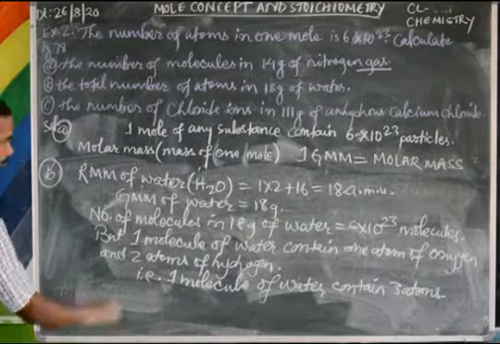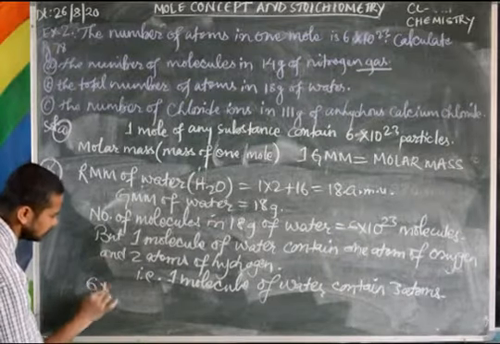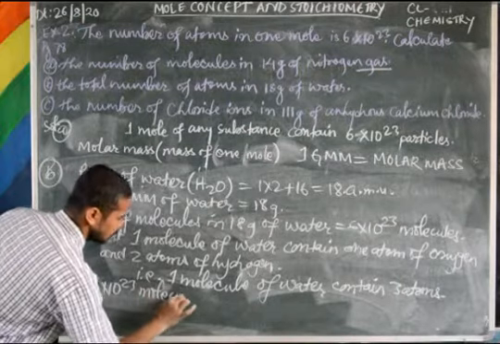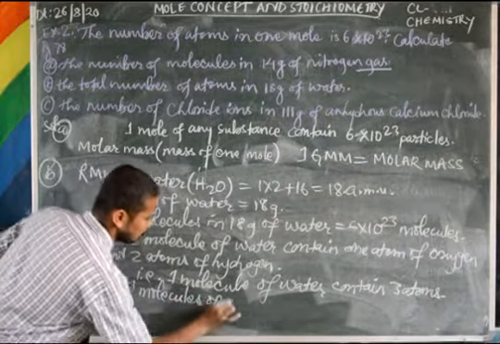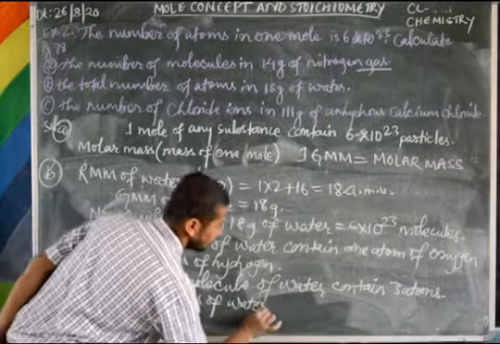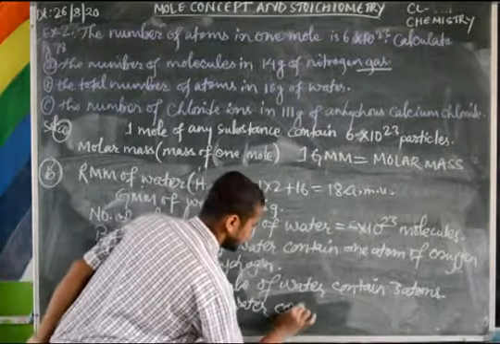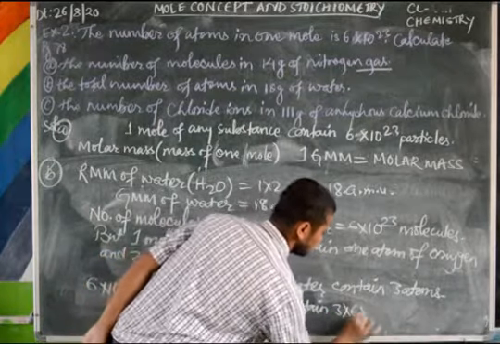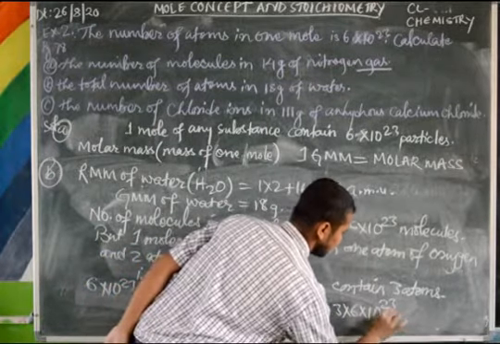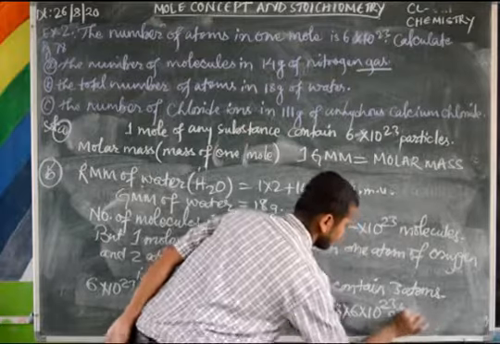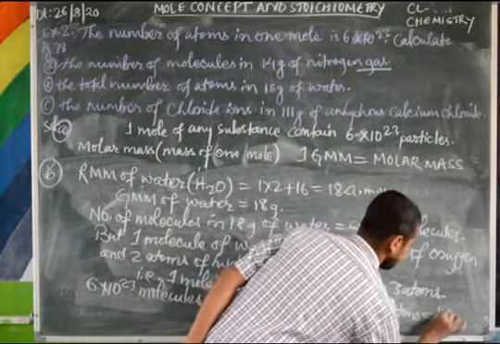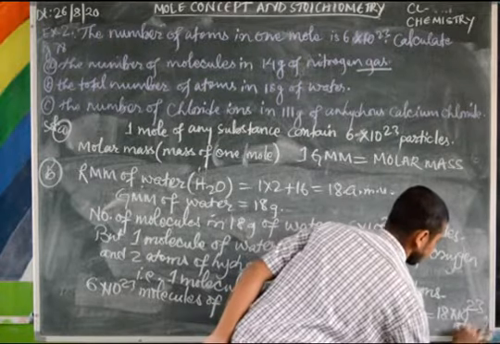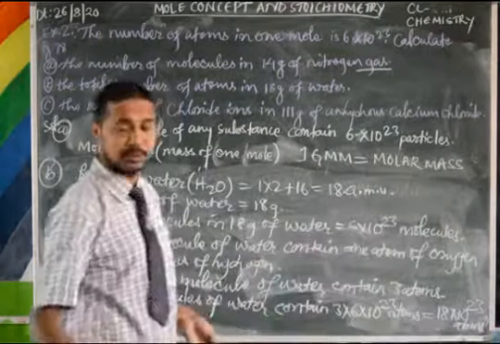Then 6 into 10 to the power 23 molecules of water contain 3 into 6 into 10 to the power 23 atoms. That is equal to 18 into 10 to the power 23 atoms. So this is how you do it.